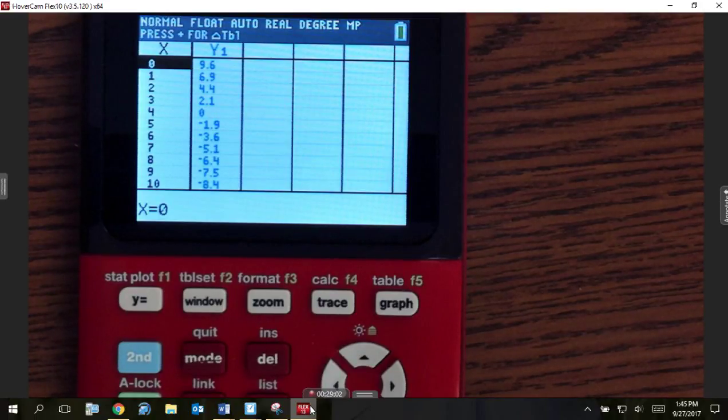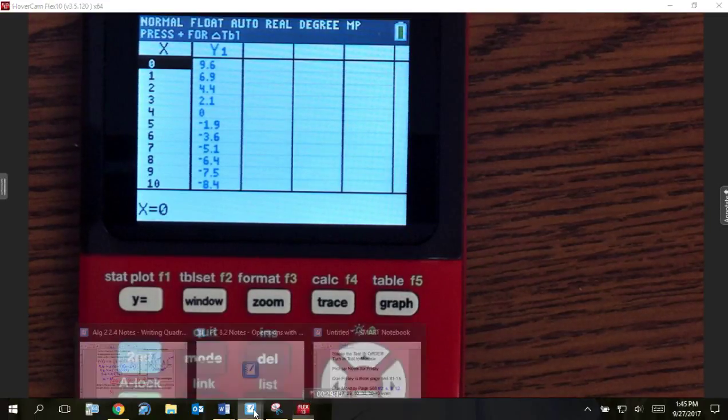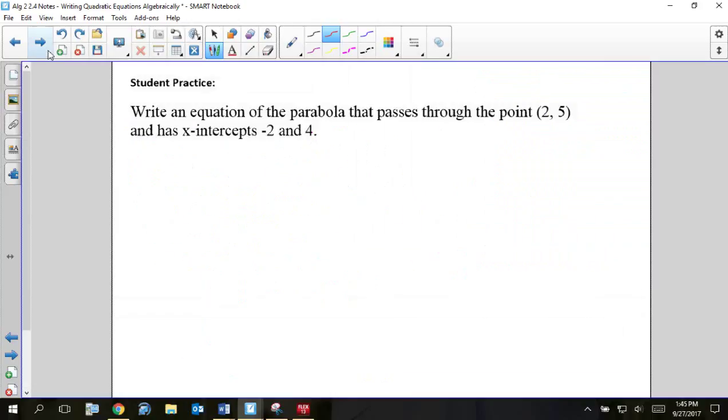So it is really helpful to have this check, just to make sure you have the right equation on your paper. What's the next thing say on your paper? Write an equation. Doesn't it say that on your paper? Write an equation from... It says student practice!